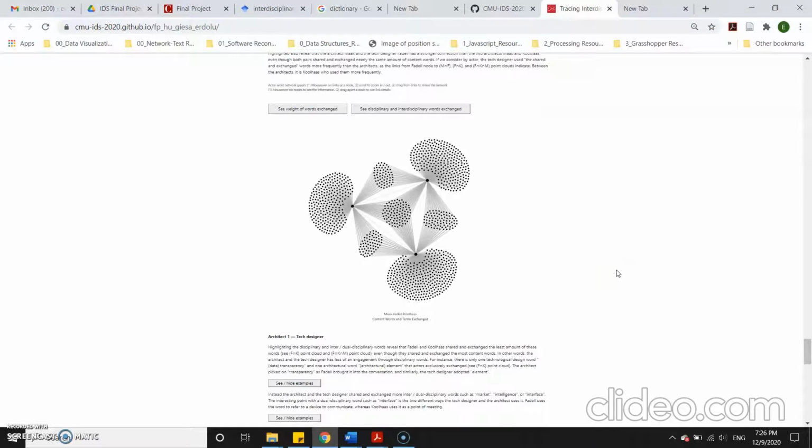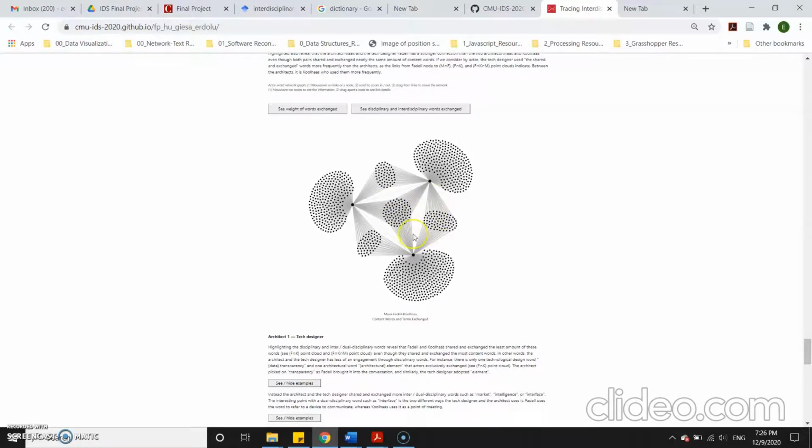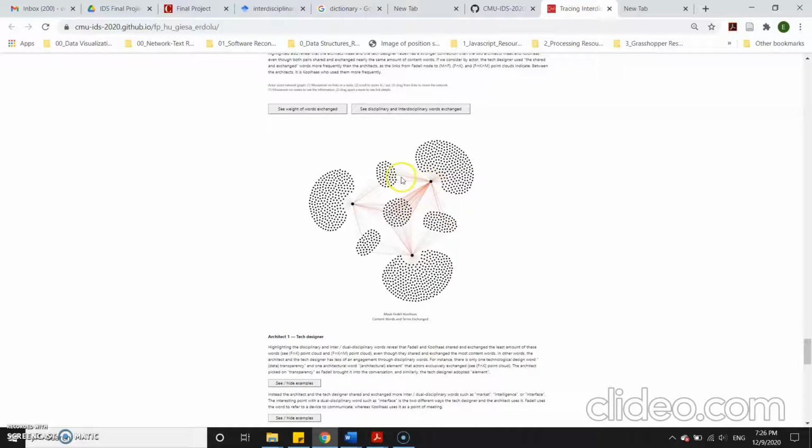Regarding the exchanged, the size of the word point cloud and number of links and weight of exchange words between Fadel and Kohlhaas, combined with the word point cloud between the three, suggests a stronger discourse engagement between the architect and the tech designer. If you consider by actor, the tech designer used the shared and exchanged words more frequently than the architects.